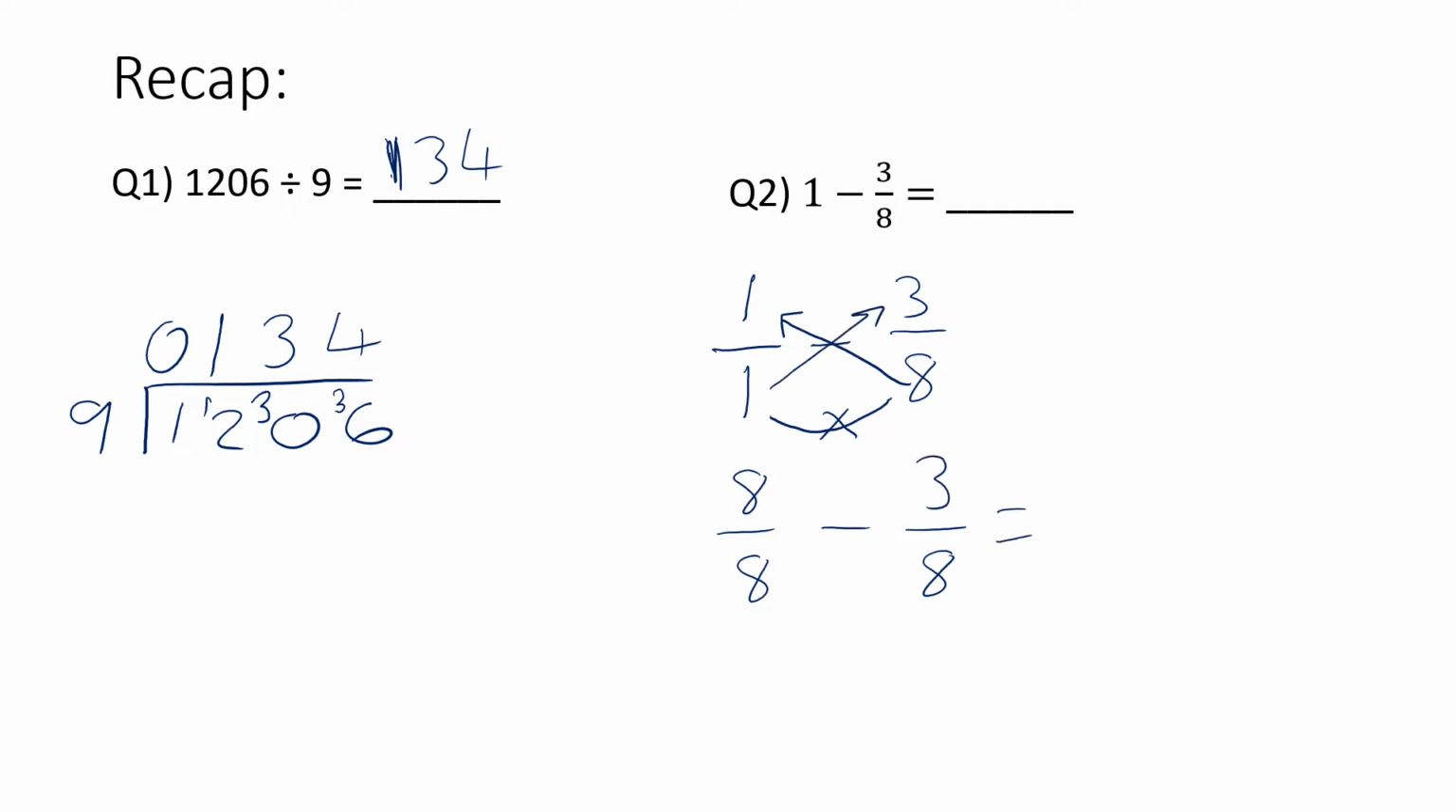8 skipping ahead. When the denominators are the same, when you have a common denominator and you're adding and subtracting fractions, you keep the denominator the same. 8 take away 3, 5. So your answer being 5/8.